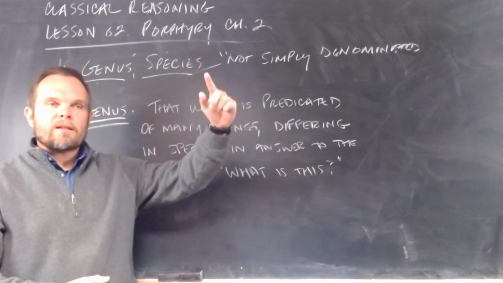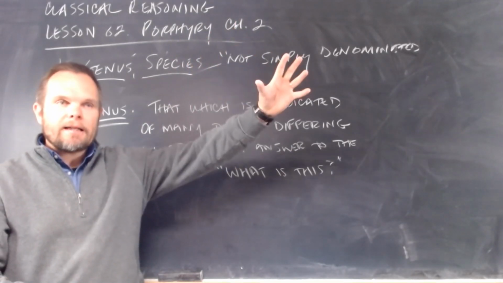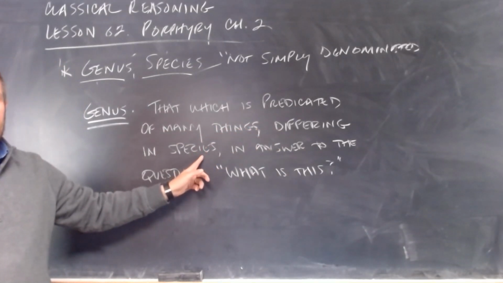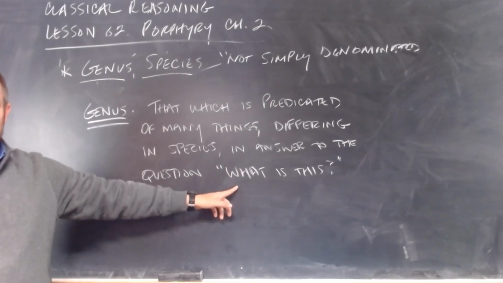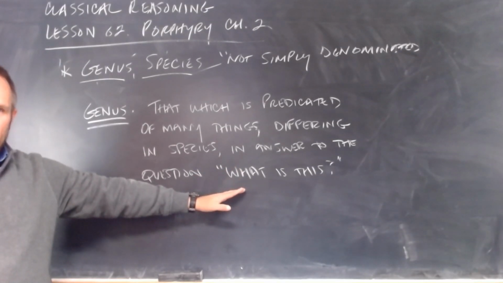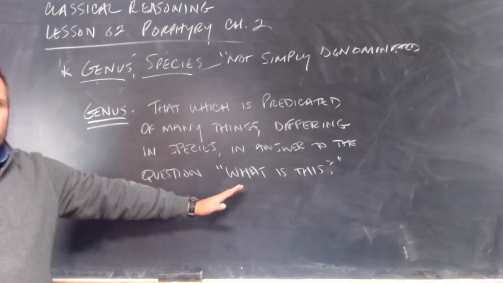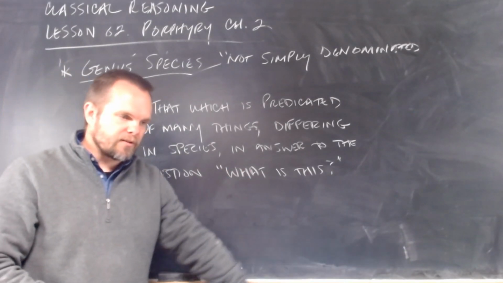But if we go one class higher and say animal, animal is a collection of things that differ in species, and answer the question, what is this? Do you see that definition? What it means? Yes or no? You can understand this. It's just vocabulary. You just have to take it apart piece by piece. You can understand this.